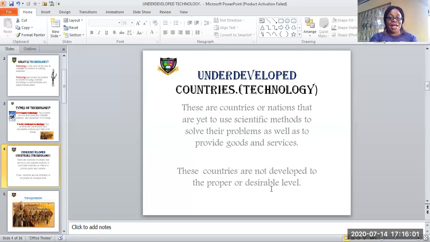Not that they don't have, or not that they don't know about it, but they have come short of using the proper technology, proper developed technology to acquire or to attain their desire. So we say these countries are not developed to the proper desirable level. Are we together? God bless you. Are we together?